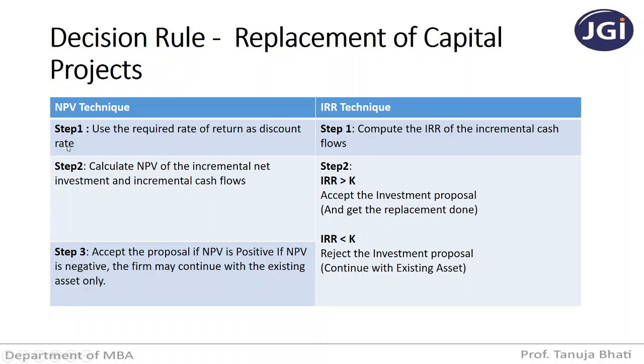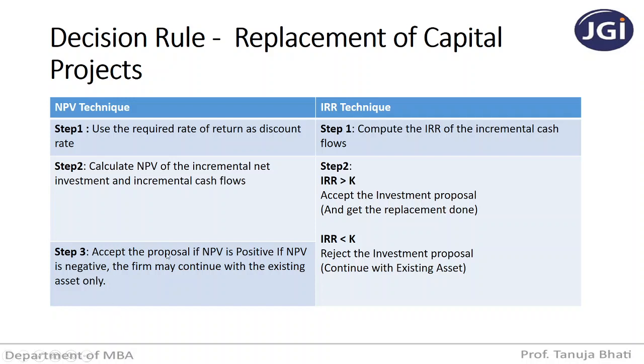Step number 1 in the NPV technique: use the required rate of return as the discount rate. Whatever rate of return is given in the problem, use it as the discount rate. Calculate NPV on the incremental net investments and incremental cash inflows. You know what NPV is: PV of cash inflows minus PV of cash outflows. But you are going to use only the incremental, increased cash inflow and increased cash outflow if you are replacing the old machine with the new machine.